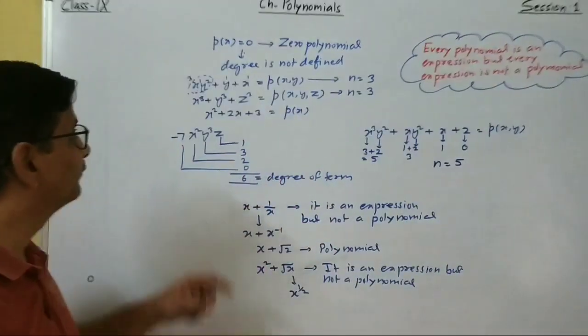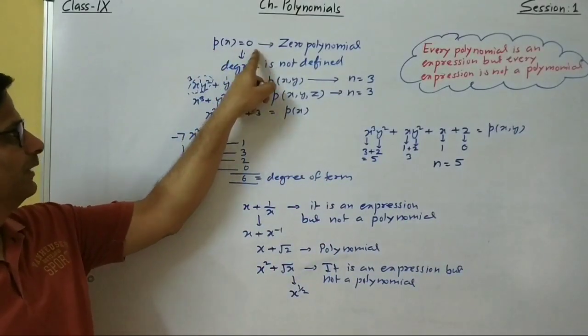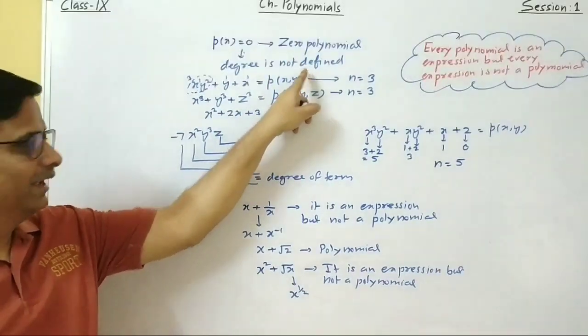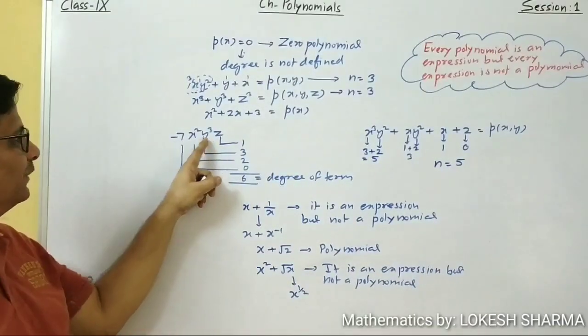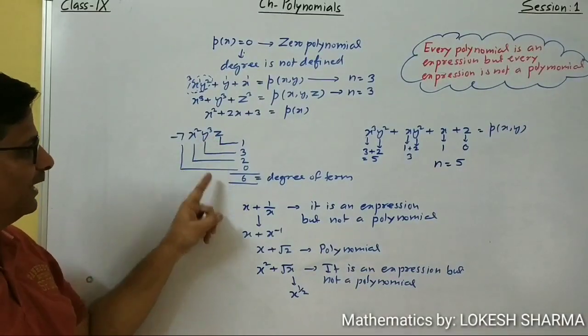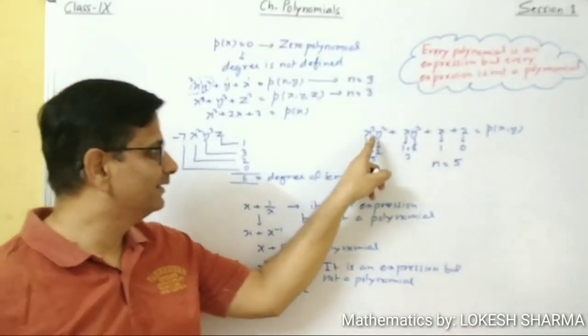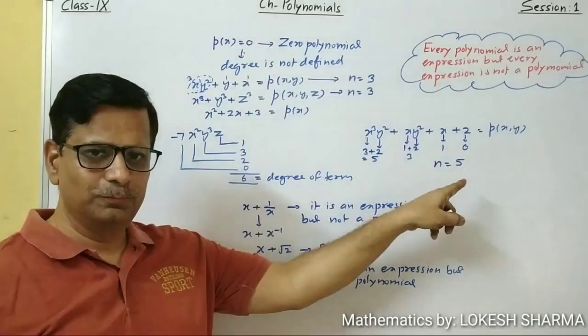So we should keep in our mind that if p is equal to 0, then it's called a zero polynomial and the degree of the zero polynomial is not defined. और आप कोई भी अगर आपको टर्म दिया हो तो सब वेरिएबल की पावर को ऐड करने के बाद we got the degree of a term, and the highest degree term is called the degree of the whole polynomial.